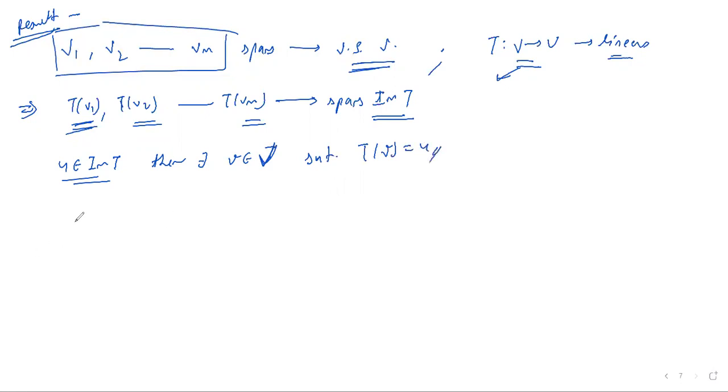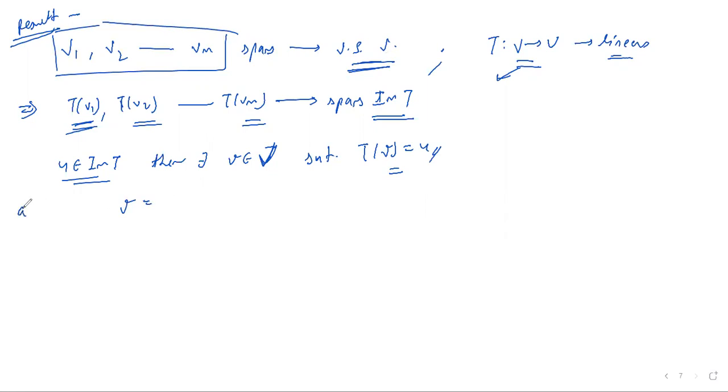Now because the vi are the set of vectors which spans the whole vector space, and v is a vector belonging to this vector space V, this vector v can be written as a linear combination of the vi vectors.